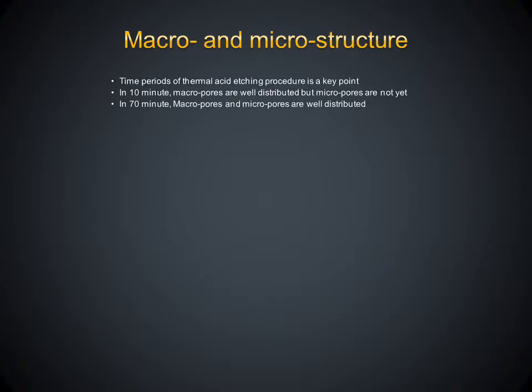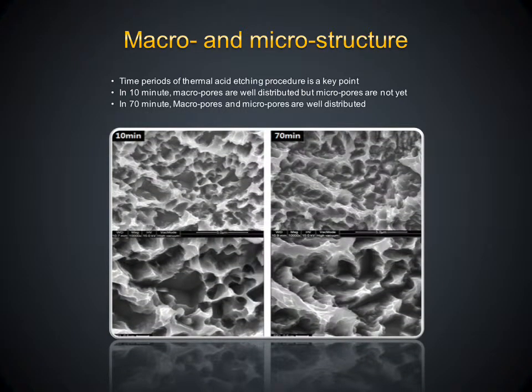The thermal acid etching procedure forms the macroscale and microscale protrusions and depressions. For the well distribution of pore structure, the processing time of thermal acid etching is key. In 10 minutes, macropores are well distributed, but micropores are not yet developed. In 70 minutes, macropores and micropores are well distributed on the whole surface. INNO Implant System is treated for about 70 minutes for evenly well-distributed macropores and micropores.